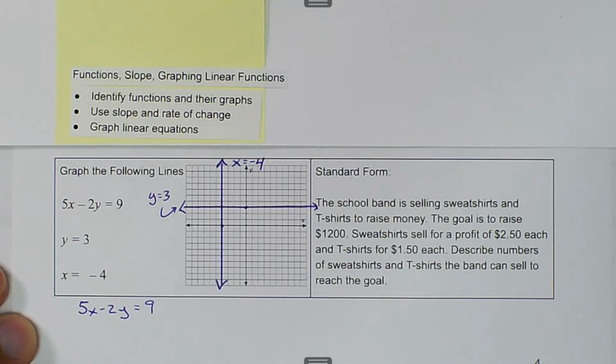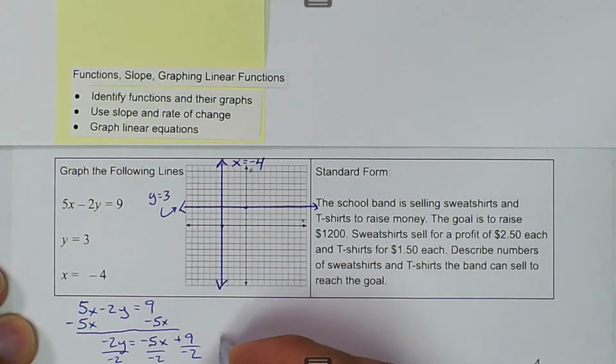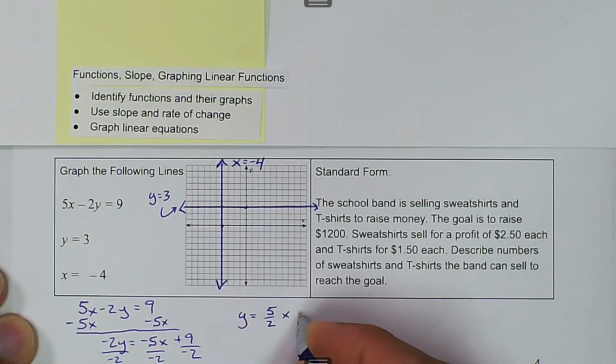And the first thing we need to do to solve to get y by itself is get the y variable by itself. So we'll subtract 5x from both sides of the equation. I'll get -2y is equal to -5x plus 9. And then divide by -2. And then we get the equation y equals a negative divided by a negative is a positive, so that's going to be 5/2x, and then minus 4.5.